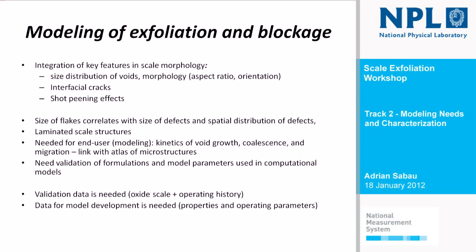But in order to do all of these, we need kinetics of void growth, coalescence, and the interaction between the voids, like Michael Schütze pointed out. And we need some data. All the time we need data for validation. That includes samples from plants, again with the operating history. And also we need data for model development. Maybe some control experiments in which we can isolate some of the effects that we're looking at.